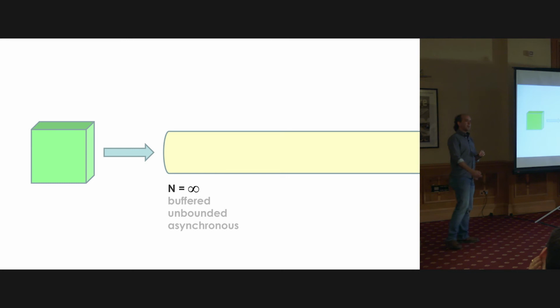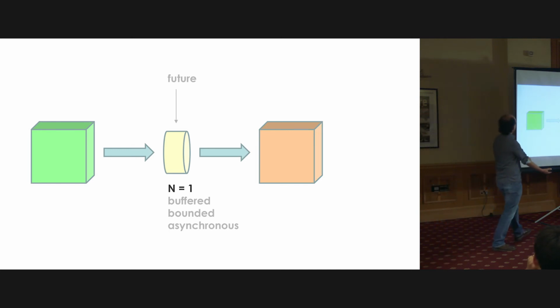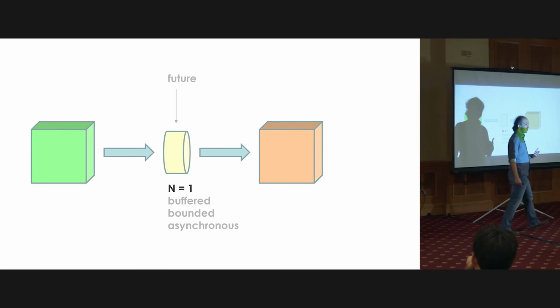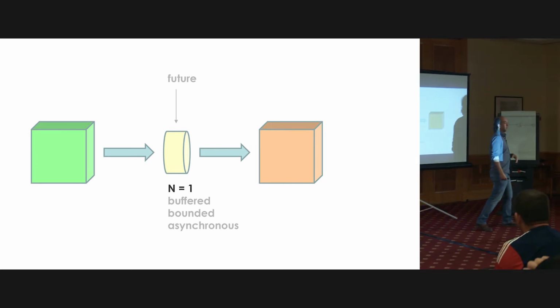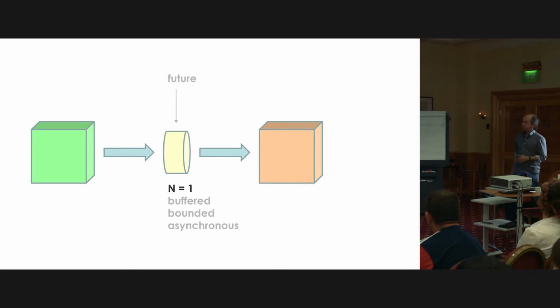Now there's some interesting things. If we start messing about with the value of n, where n is 1, it's a single place queue. It's buffered, it's bounded, clearly, it's asynchronous up to a point. That's the limit of asynchrony. We actually have another name for this. It's called a future. Okay? A queue of 1 is a future and a promise. It's a really simple way of looking at it.